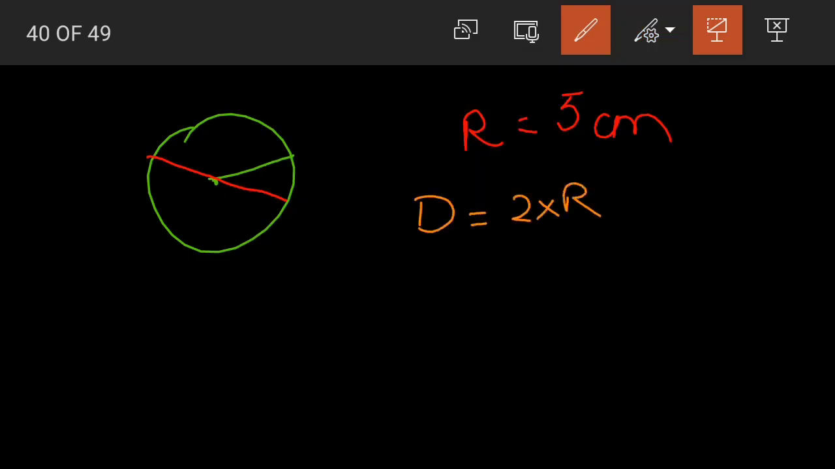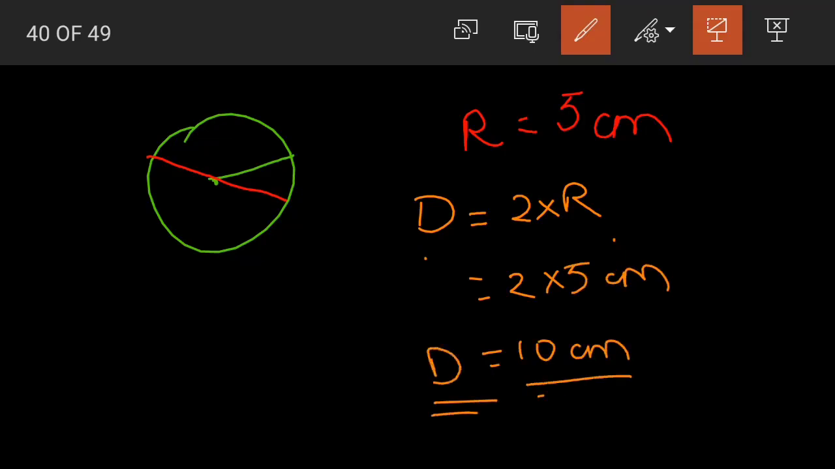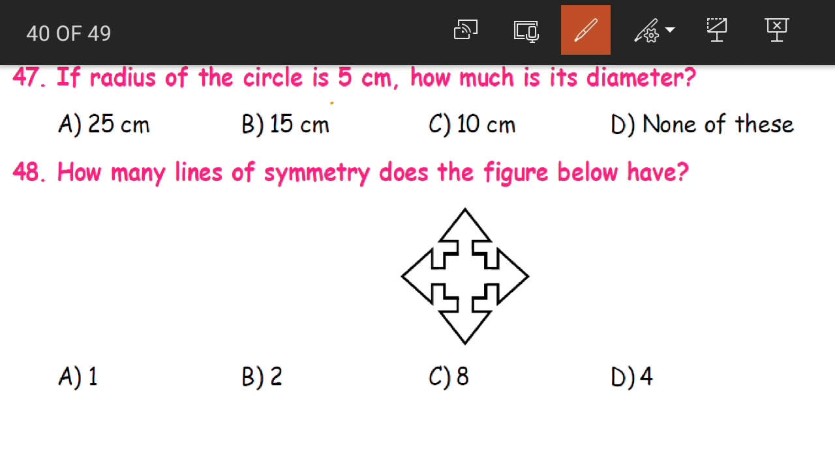Yes, do you remember the relationship between radius and diameter? Diameter is equal to 2 into radius. That is equal to 2 into 5 centimeters. That is equal to 10 centimeters. Is this clear, children? The diameter of the given circle whose radius is 5 centimeters is option C, 10 centimeters.